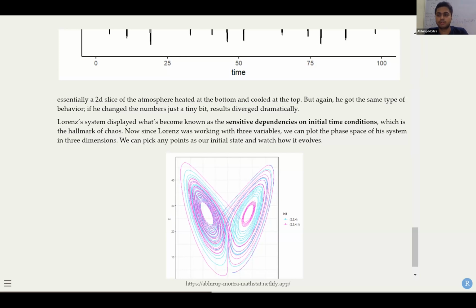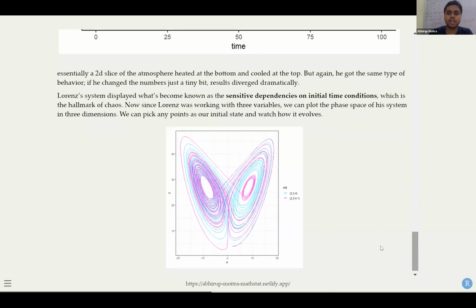which is the hallmark of chaos. Remember, since Lorenz was working with 3 variables, we can plot the phase space of this system in 3 dimensions. We can pick any point as our initial state and watch how it evolves. This is basically a 2D diagram, and here you can understand how these things evolve.